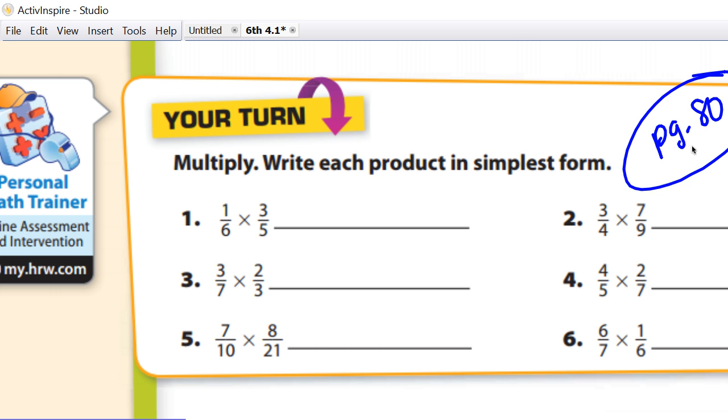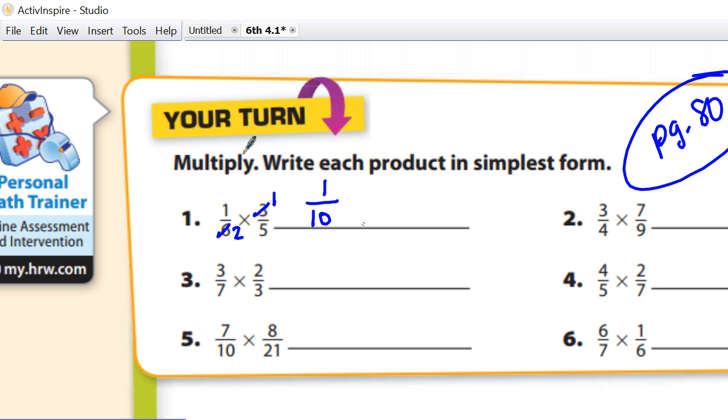I could just multiply 1 times 3 and get 3, and 6 times 5 and get 30. But what is better is to check for simplifying right now while the numbers are small. Diagonally, 3 and 6 share a factor of 3. 3 divided by 3 is 1. 6 divided by 3 is 2. Now I can multiply straight across, and I get 1 and 10. The product is 1/10.